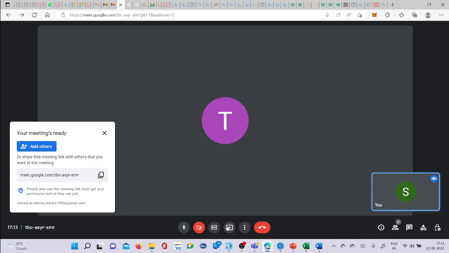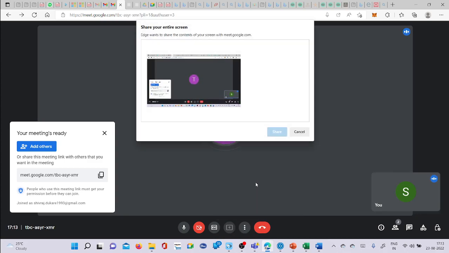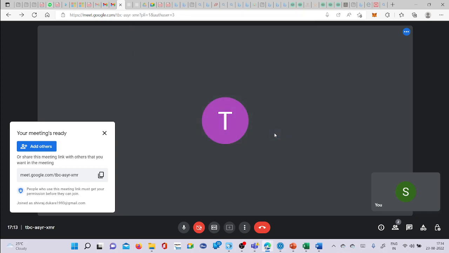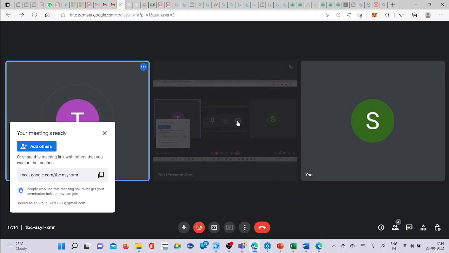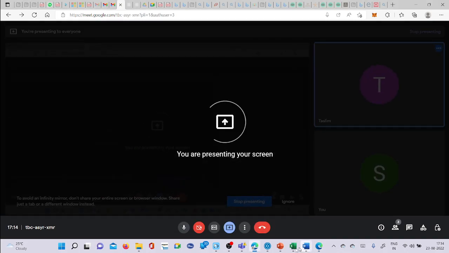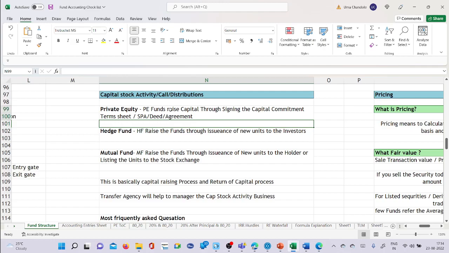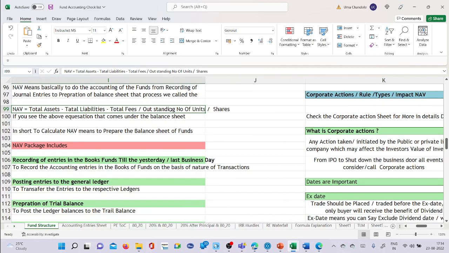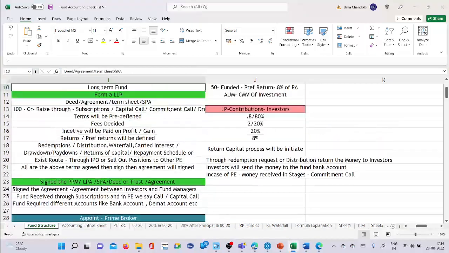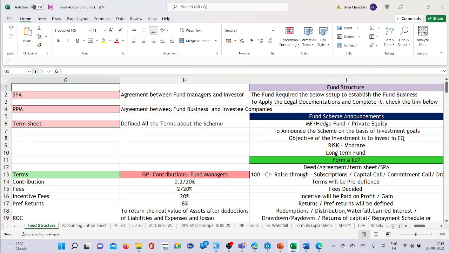So I'll share my screen and then I'll walk you through the private equity business. Sure. Okay. My screen is visible, right? Yes, Shivraj. Okay, great.